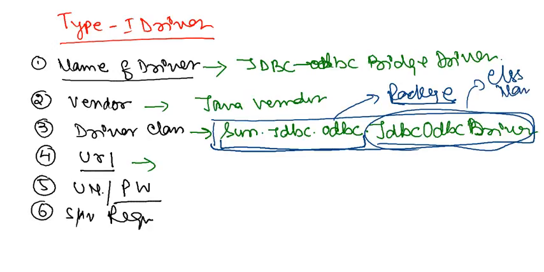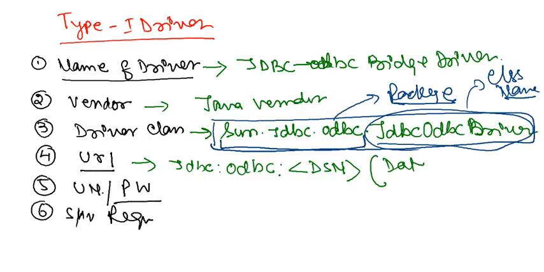It is a class name, right? Now when we are talking about the URL, that is JDBC colon ODBC, and then again colon DSN. Just here you look at that, DSN is the data source connection.